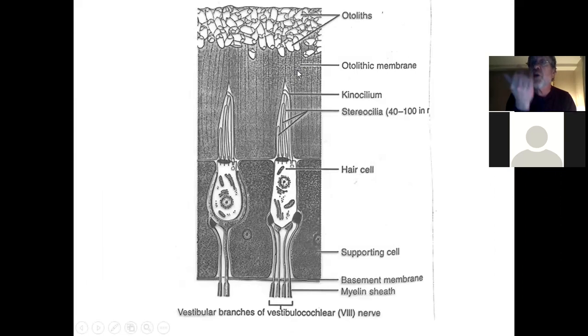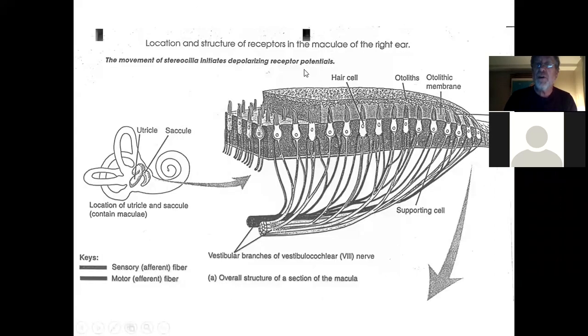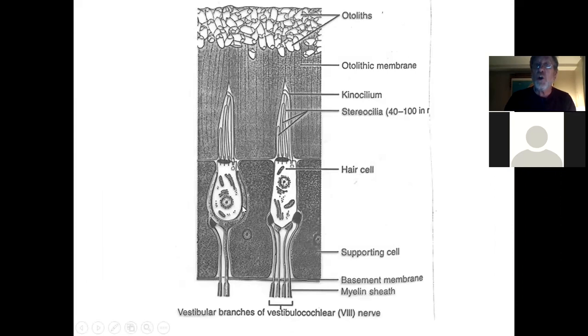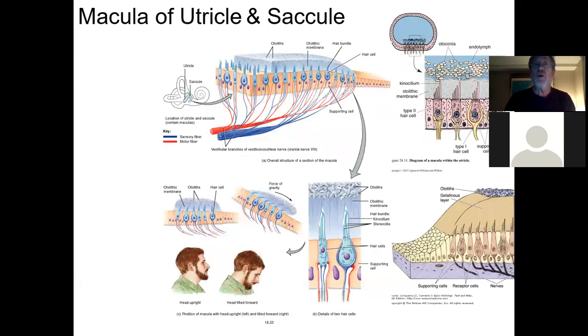Look at this picture close up. Here's a close-up of these guys. Type 1, type 2, surrounded by jello, and then otoliths on the top, those stones. Macula of utricle and saccule. Here you go: your type 1 and type 2 hair cells, gelatinous mass, otoliths on the top, showing you a cross section over here.